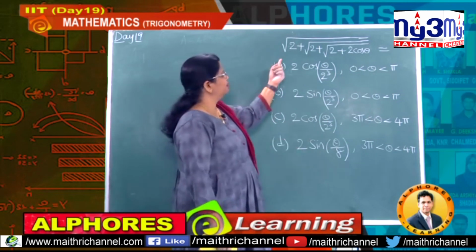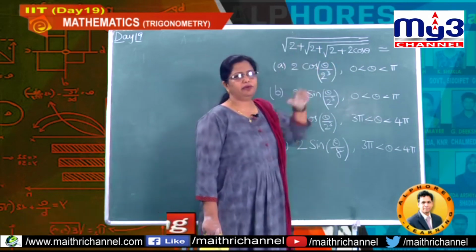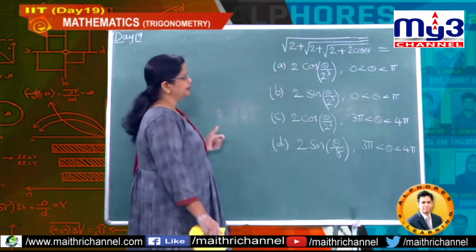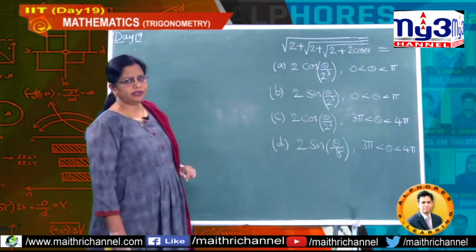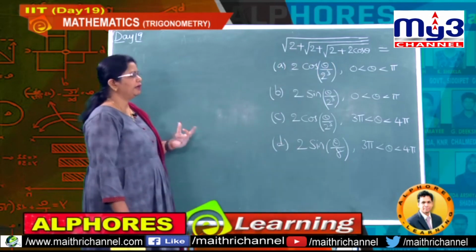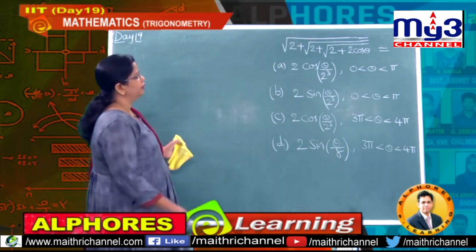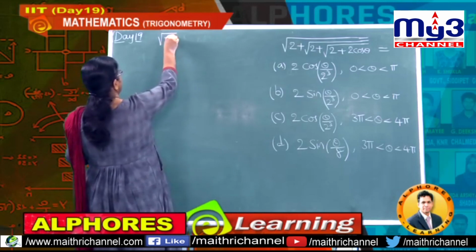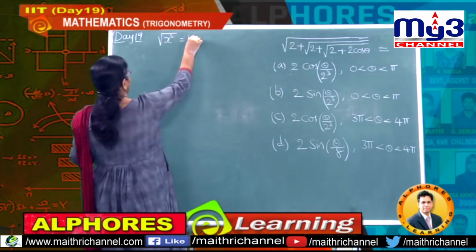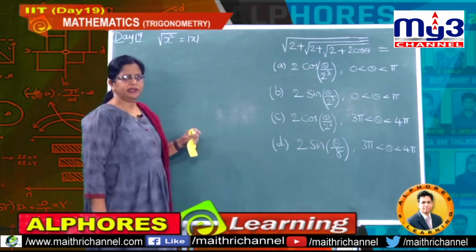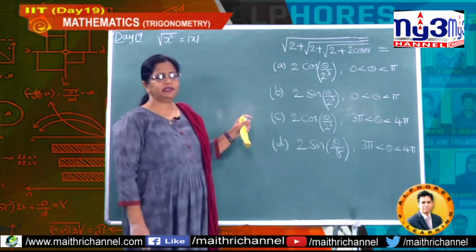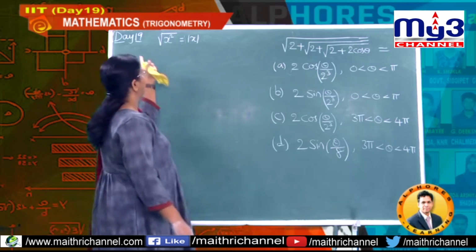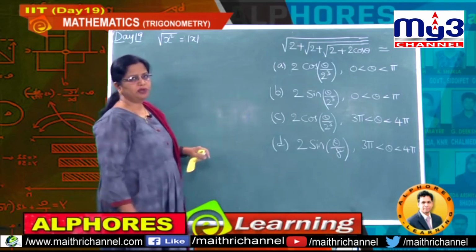Now observe students, it is a square root problem. Long back, while discussing trigonometric ratios and identities, we discussed a square root model. What is a square root? Root of x square equals mod x. Mod x means plus or minus x. Moreover, the outcome has to be always positive. The square root outcome must always be positive.